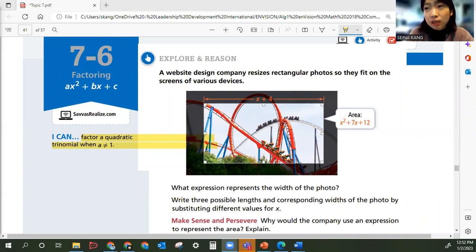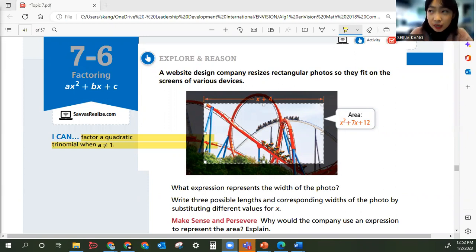We've seen polynomials when a is equal to 1, but now we're going to have a coefficient other than 1 in front of our first term. And you'll also be able to write a quadratic trinomial as a product of two binomial factors. Let's start with explore and reason.